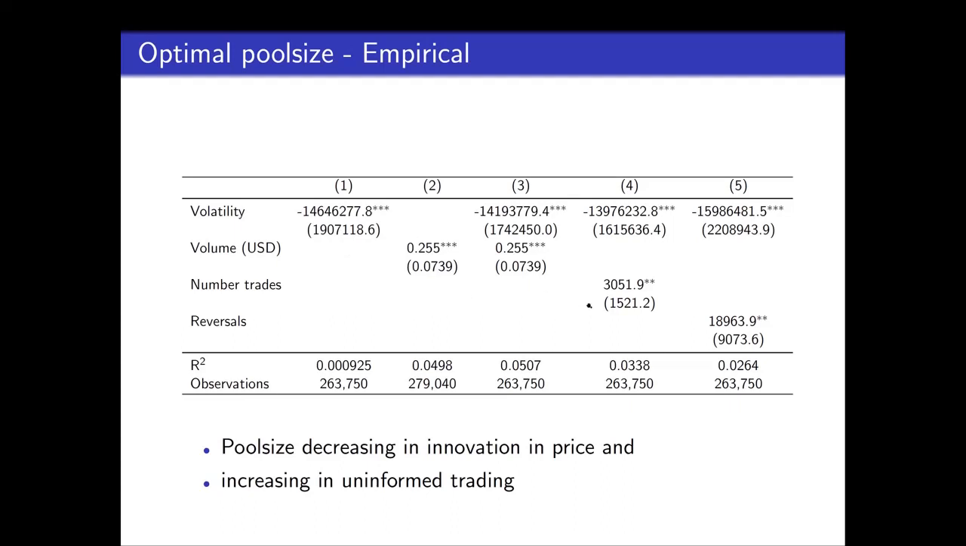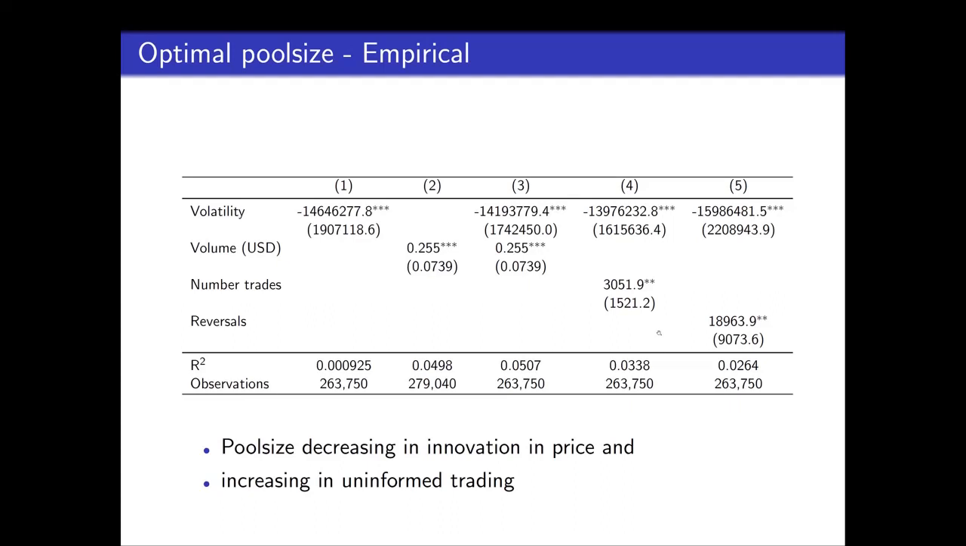There are only so many trades that informed traders have every day based on information. And through the microstructure of these systems, it's not really beneficial to split up your trade into many small trades. So the informed trader just trades the whole amount. And so any extra number of trades that we observe might be uninformed trades. And we do see that the pool size increases in this.